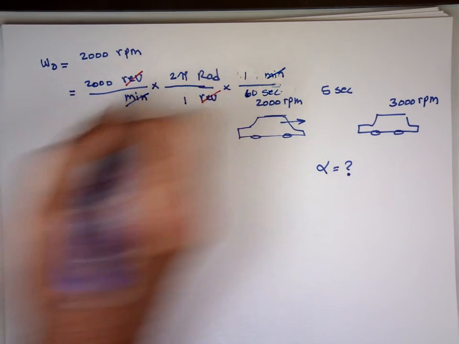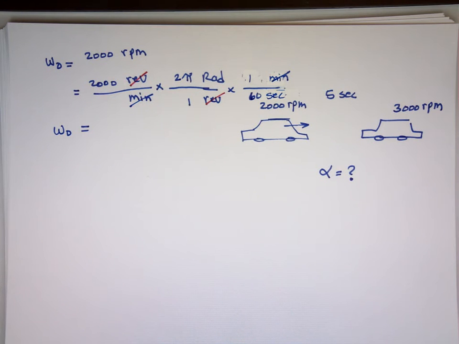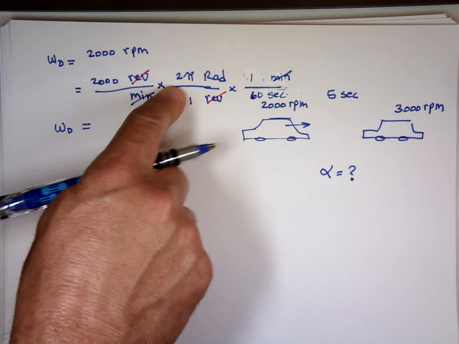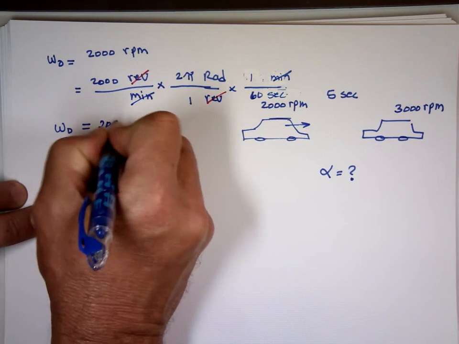So what's my initial angular speed? 2,000 times 2 is 4,000, so 4,000 pi divided by 60, which is 209.4 rad per second.